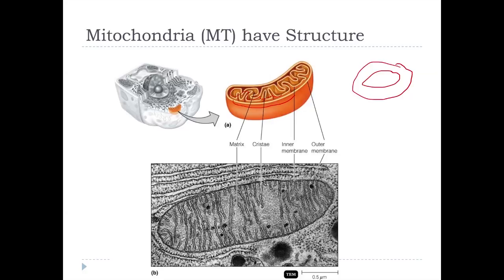The mitochondria have structure. They've got an inner membrane and an outer membrane, and that means that there is space in between the inner mitochondrial membrane and the outer mitochondrial membrane. We'll talk about why that space is important when we get to talking about the electron transport chain. And then it's not just a simple donut, as you notice. We've got all these infoldings of the inner mitochondrial membrane into the middle of the mitochondria itself.